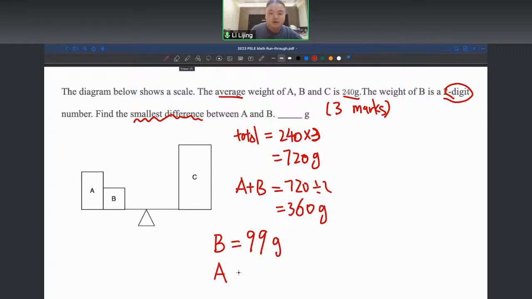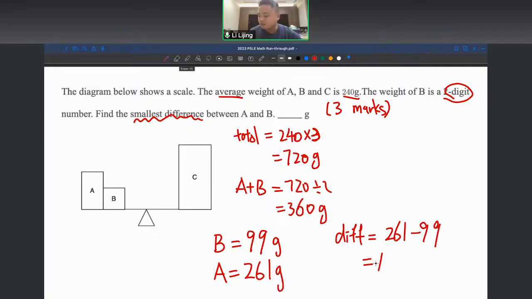Therefore, your A, just use your calculator to get 261 grams. However, this one is not asking you for what is A, what is B. They want you to find the difference. So you use A minus B to get 162 grams. Okay, so those who get correct, you got 3 marks. This 3 marks is quite simple. It's a very easy 3 marks.